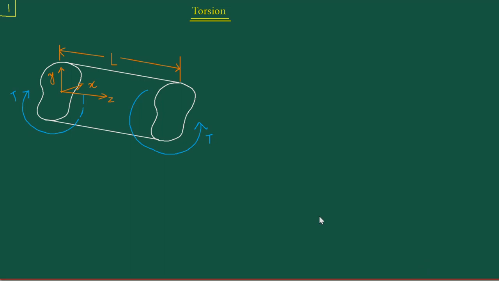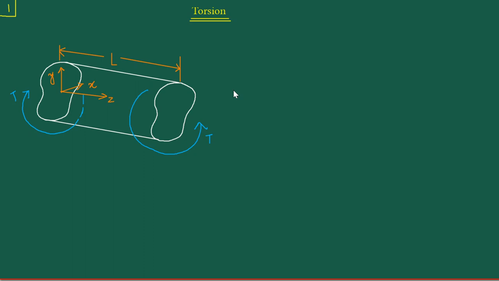Hello everyone, in this video we are going to start with the new chapter on torsion. Now torsion is a chapter which almost all of you must have covered in your undergraduate mechanics of solids or mechanics of materials class. So as part of this advanced mechanics of solids, the new thing that we are going to address is torsion of non-circular cross sections. So that's making it much more general than what you have already studied under torsion.